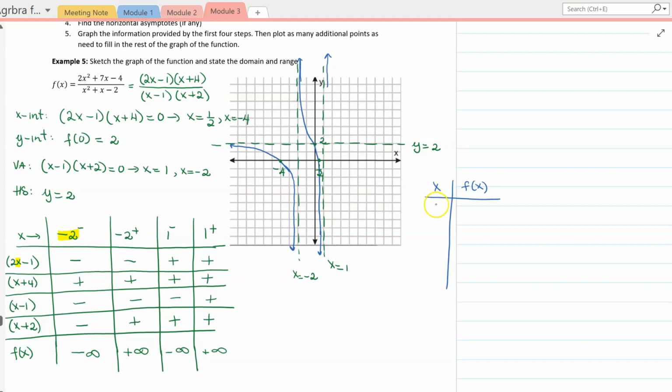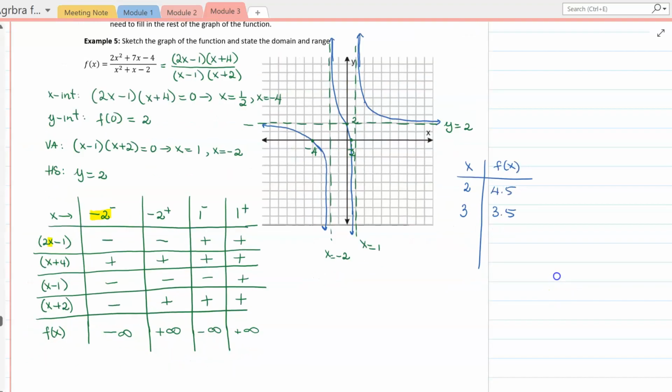So 2. When x equals 2, f of x equals 4.5. When x equals 3, f of x equals 3.5. Okay, so x equals 2, we get 4.5. 3, we get 3.5. So it seems like this is the direction of how the graph will go. So that is the graph of this function f of x.